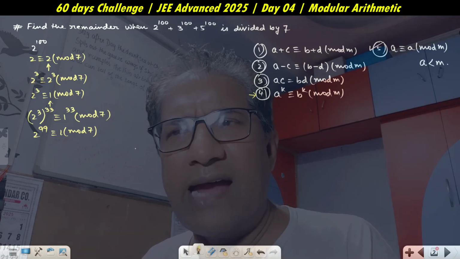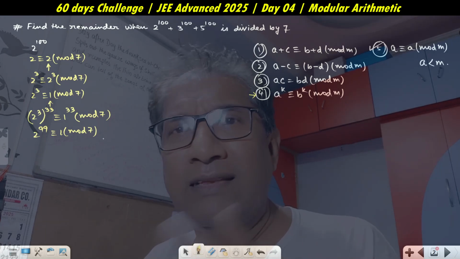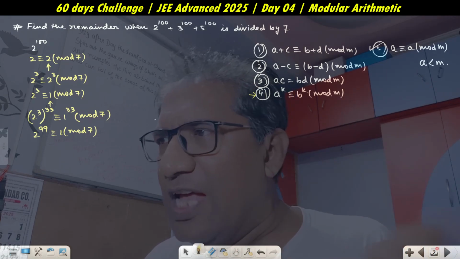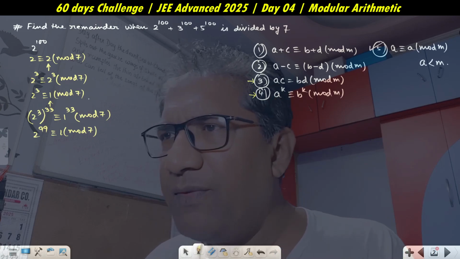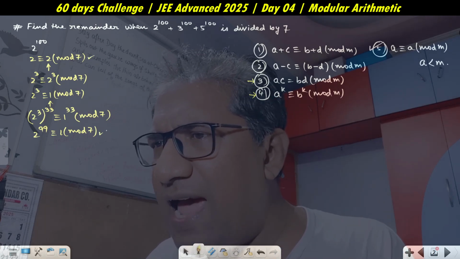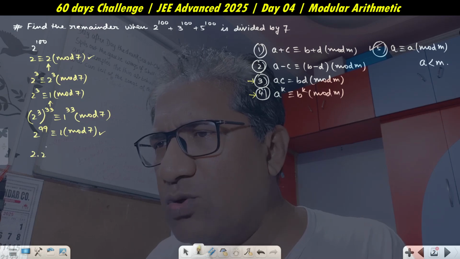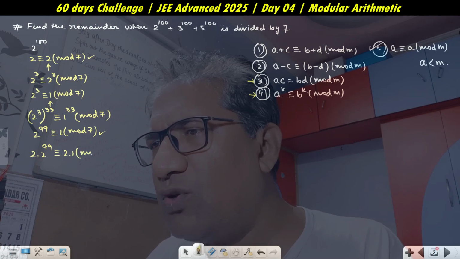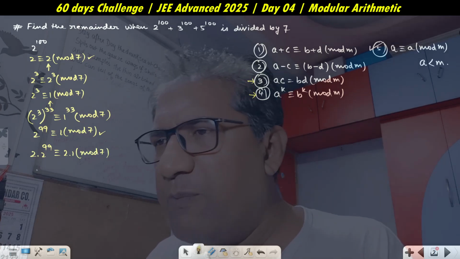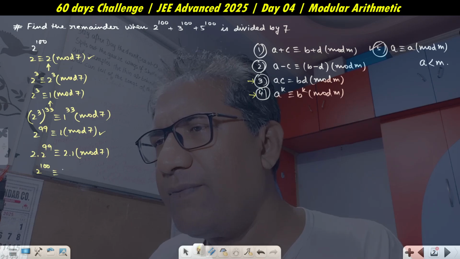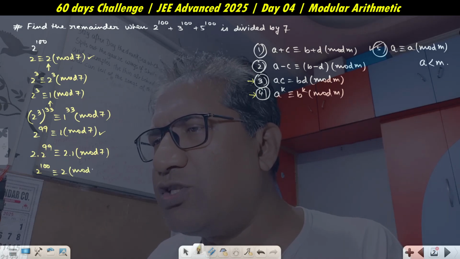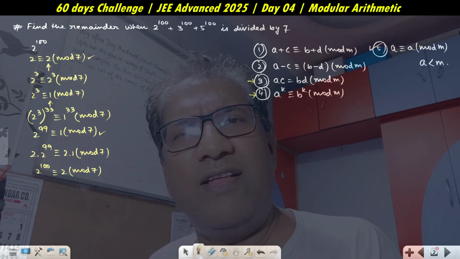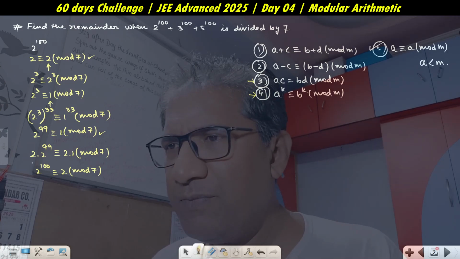So 2 to the power 99 when divided by 7, the remainder is 1. See how quickly we reach 2 to the power 99. Okay. So now we will use property 3 and we will simply multiply this and this. So 2 into 2 to the power 99 is congruent to 2 into 1 modulo 7. It means 2 to the power 100 and 2 are congruent modulo 7. It means when 2 to the power 100 is divided by 7, the remainder is 2. Simple? Okay.